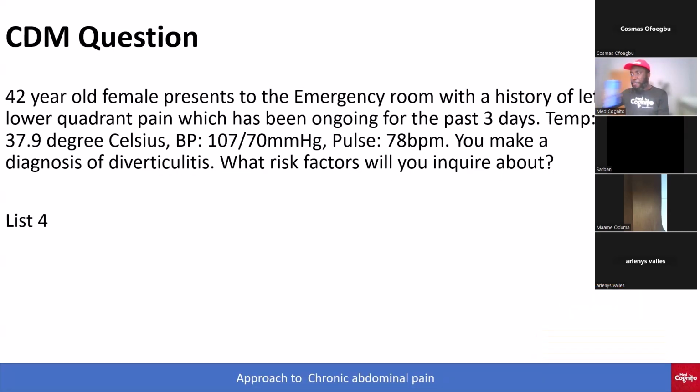42-year-old female presents to the emergency room with a history of left lower quadrant pain, which has been ongoing for the past 3 days. Temperature 37.9 degrees Celsius, BP 107 mm of mercury, pulse 78 beats per minute. You make a diagnosis of diverticulitis. What risk factors will you inquire about?